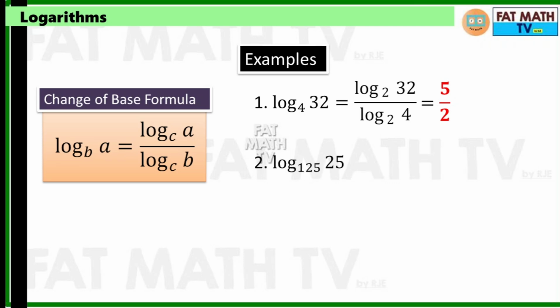Another one. By this time, I think you can already answer this on your own. Pause the video and try this. And let's check if your answer is correct.